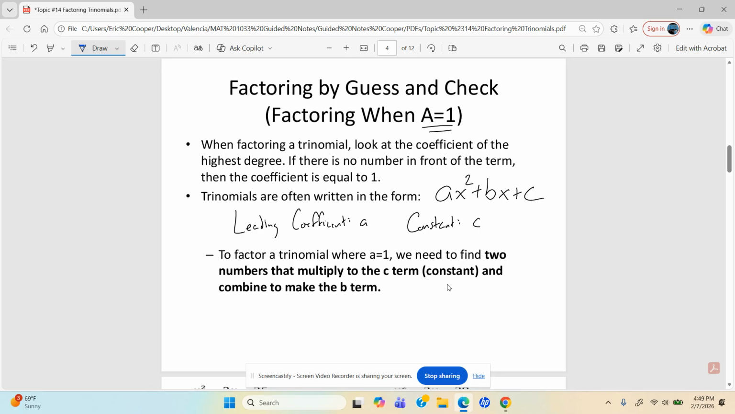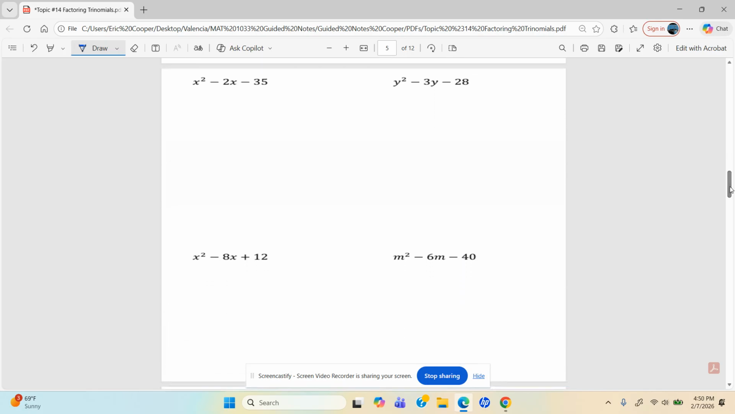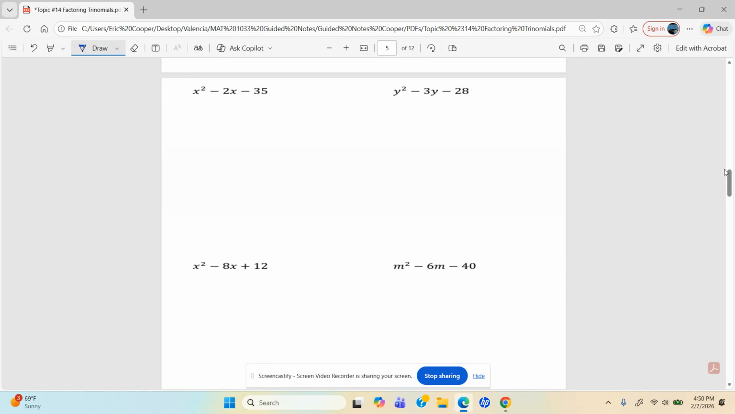One of the things that we'll also remember as we're doing this is signs matter. So if the constant's positive, it's got to multiply to be a positive number. And if the constant's negative, it's got to multiply to be a negative number. Same thing with b. If b is positive, it's got to combine to make a positive number. And if b is negative, it's got to combine to make a negative number. So keep that in mind as we go through this video, that signs do matter. Let's show you some examples of a equals 1.